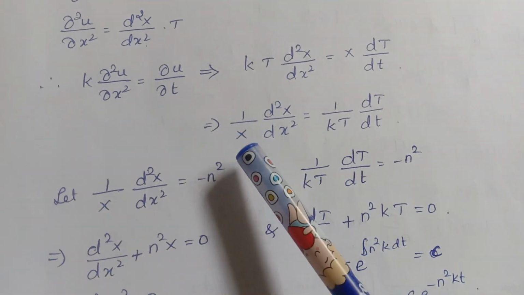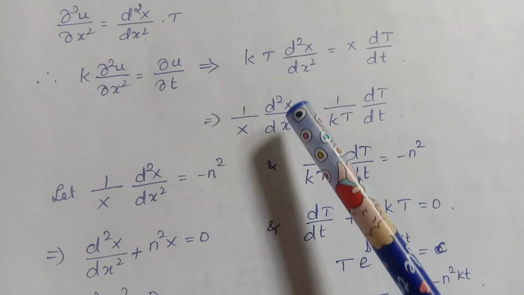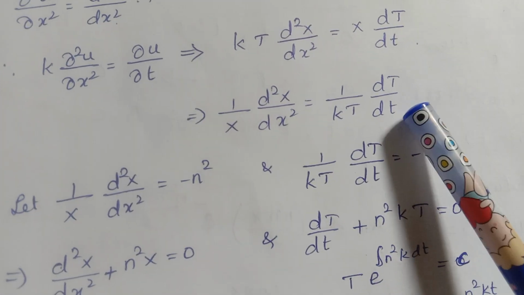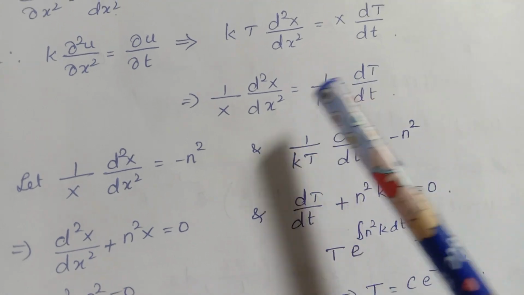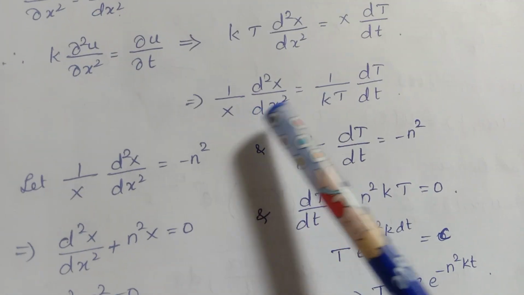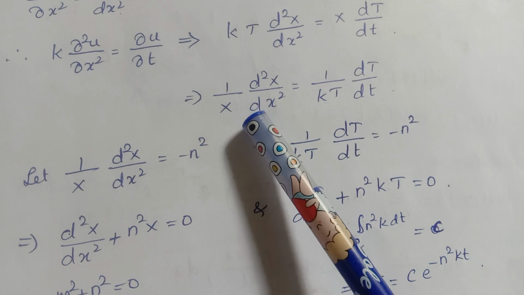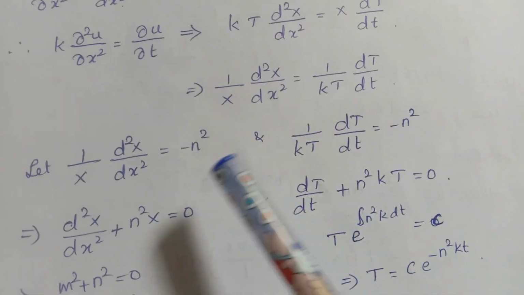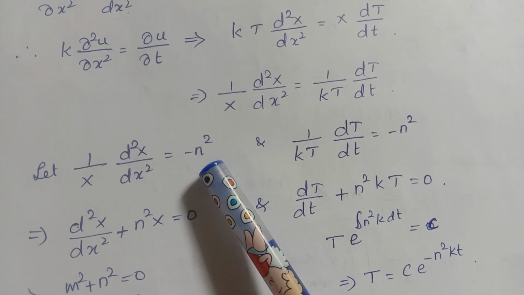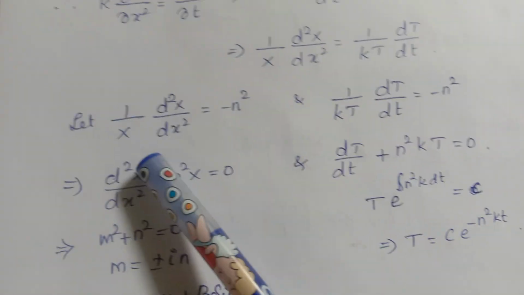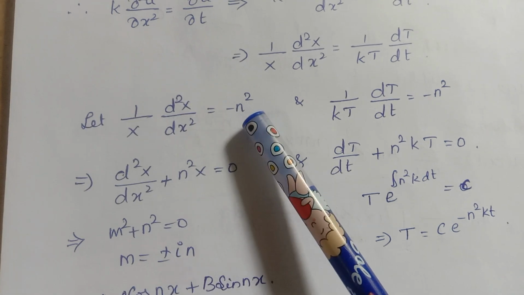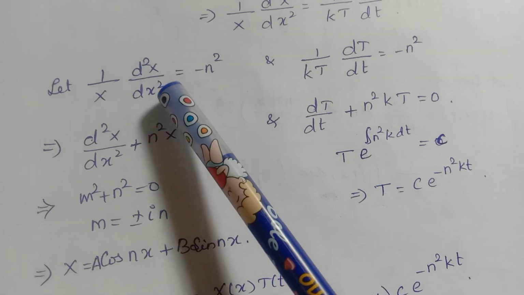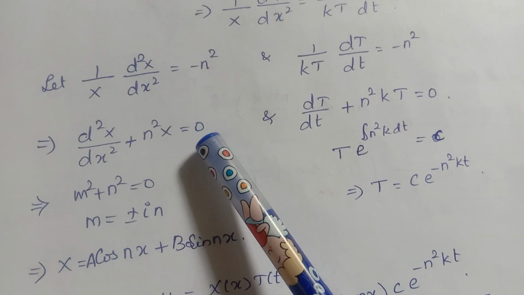So bring X terms to this side. So (1/X) d²X/dx² = (1/kT) dT/dt. Right. Now we have two separate terms, one containing fully terms of x, the other containing terms of t. So let me equate this to the constant −n². Okay, right. So (1/X) d²X/dx² = −n². This implies d²X/dx² + n²X = 0.